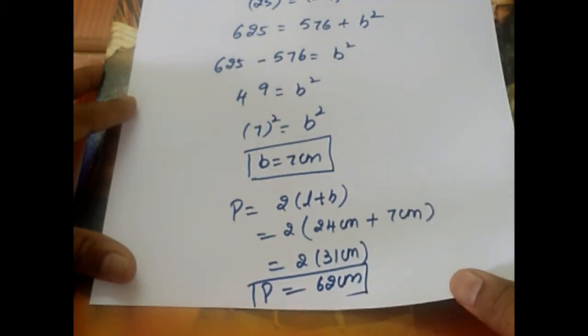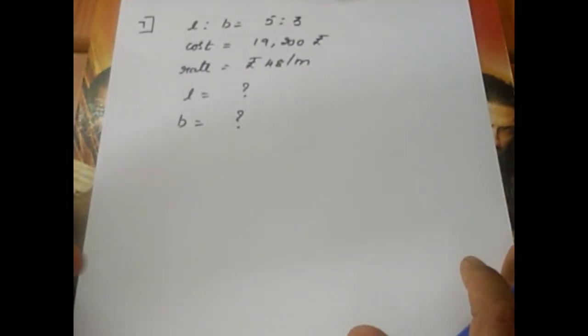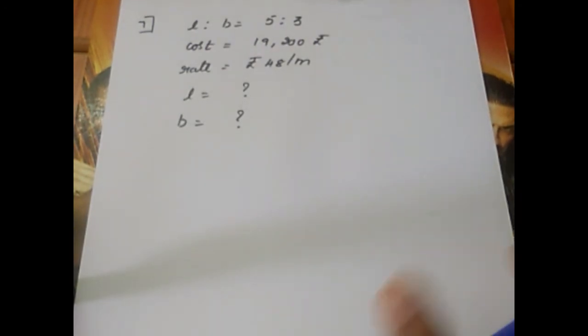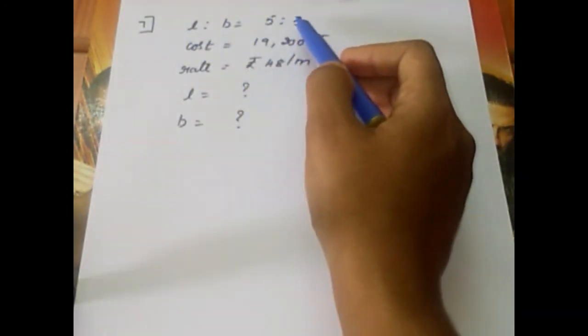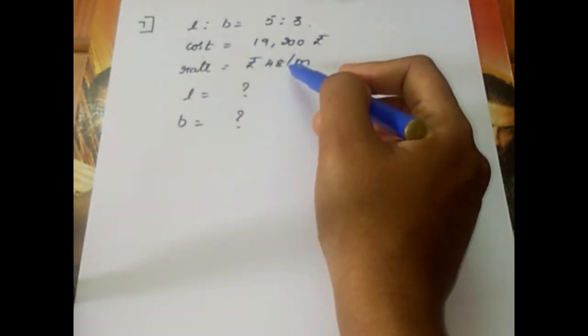Next, question number 7. The length and breadth of a rectangular piece of land are in the ratio 5:3. If the total cost of fencing at the rate of rupees 48 per meter is rupees 19,200, find its length and the breadth. See how nice the question is. Length and breadth are given in ratio, total cost is given and the rate is given.